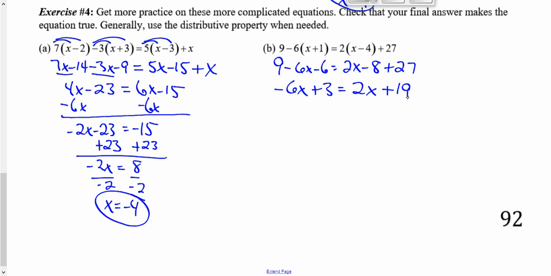Yes, ma'am. So the answer is 2x squared, right? Oh, no, you can't, these aren't like terms. You have to put them on the line. When you add and subtract on both sides, you've got to line up like terms.